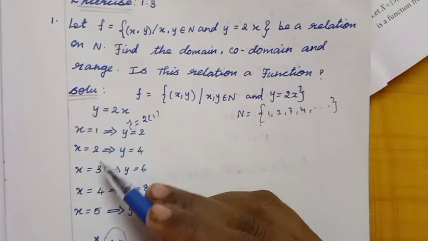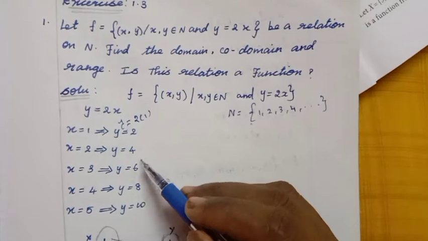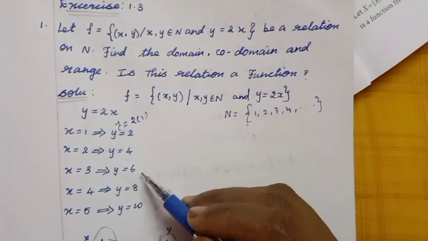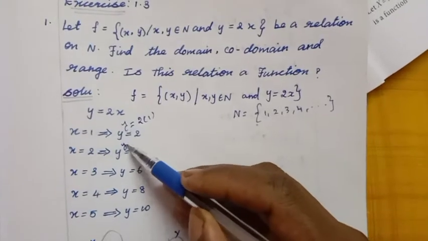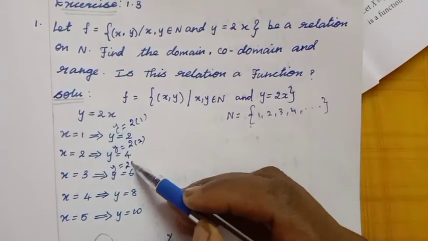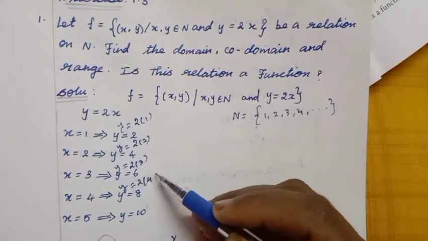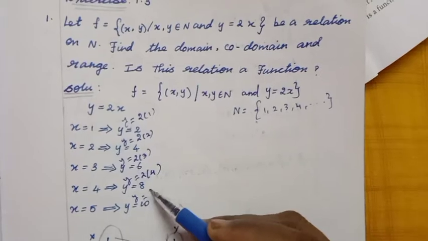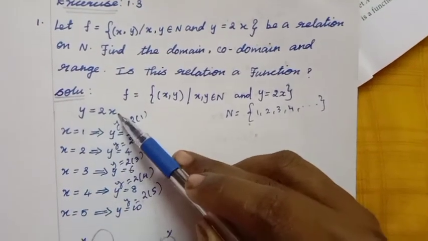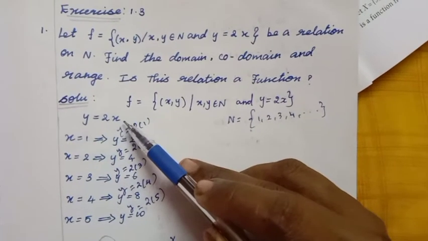x equals 3, substitute: y equals 2 into 3, 6. x equals 4, y equals 2 into 4, 8. Suppose you have doubt, you write here: y equals 2 into 2, y equals 2 into 3, y equals 2 into 4, y equals 2 into 5. y equals 2 into x. You have to substitute the x value.